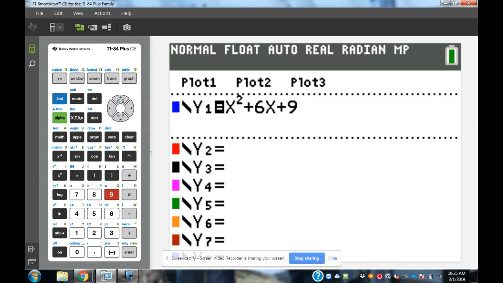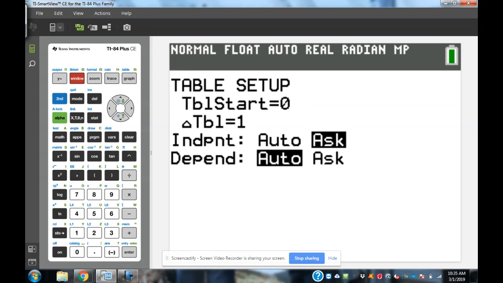The next thing to do is we want to look at a table, or actually plug in the x value that we want. In order to do that, we need to set our calculators up to be able to type in the x values we want. To set your calculator to do that, you're going to hit second and then the window button. Second window, and then you want your independent. It doesn't matter what's here at table start and delta table. You can have anything you want there. It just can't be blank.